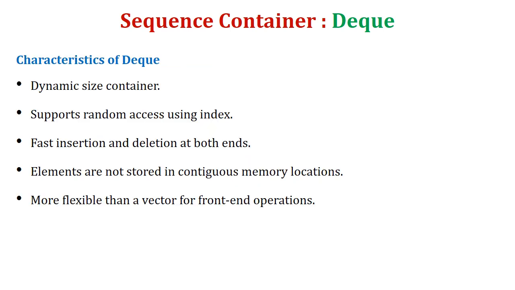So what are the characteristics of a deque? It is a dynamic size container. It supports random access using an index. Next, it has fast insertion and deletion at both ends. The elements are not stored in continuous memory locations. It is more flexible than a vector for front end operations.